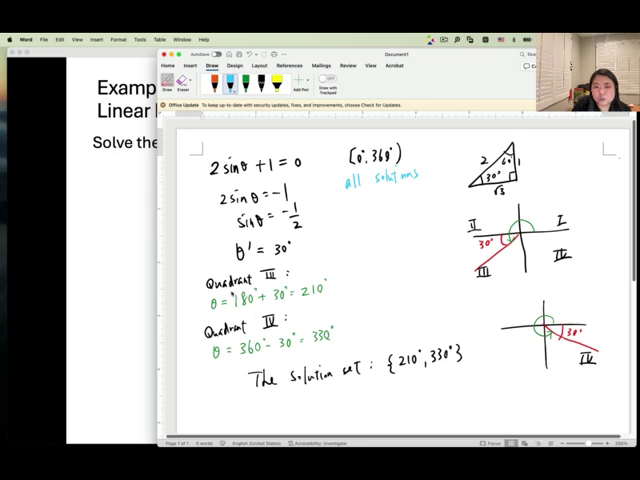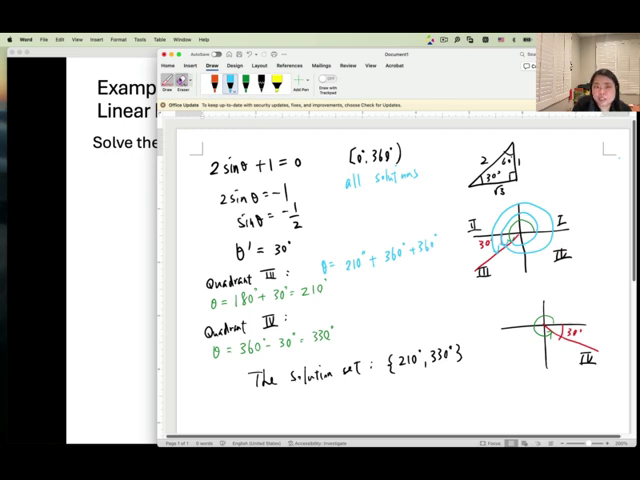Okay, all solutions. So for the first one, for quadrant 3, suppose the first angle is 210. So we have the first one, 210 degrees. And then if we keep going, we go one more circle, which means we add 360 degrees, right? That will be the second solution. If I get one more, I add 360 degrees again. That would be the third solution. So you could keep adding on to it.